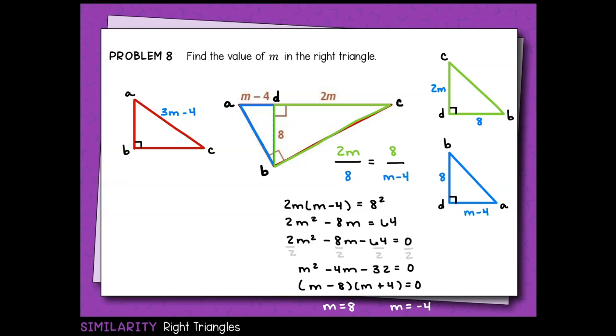If I were to use the negative 4 up here as my m, I would have negative 4 minus 4. That gives a negative 8, and negative 8 cannot be the base of a geometric figure. So we're going to go with the positive solution here. That'll be m equals 8. 8 minus 4 would give us 4. So the base of the blue triangle is 4, and m itself is going to be 8.